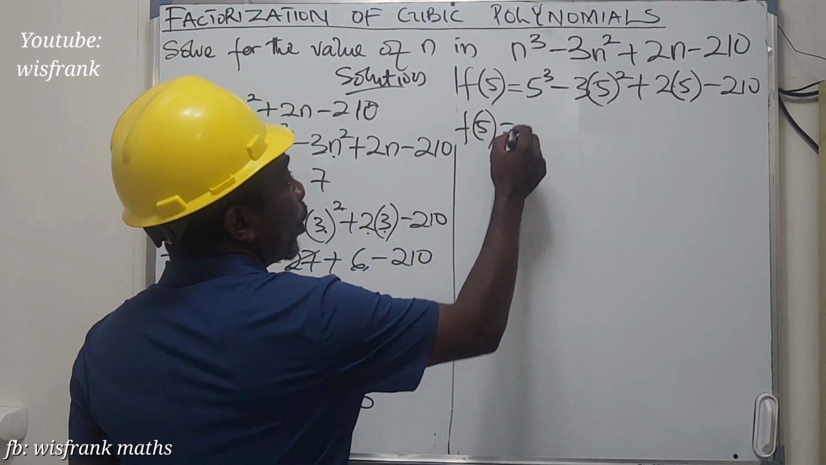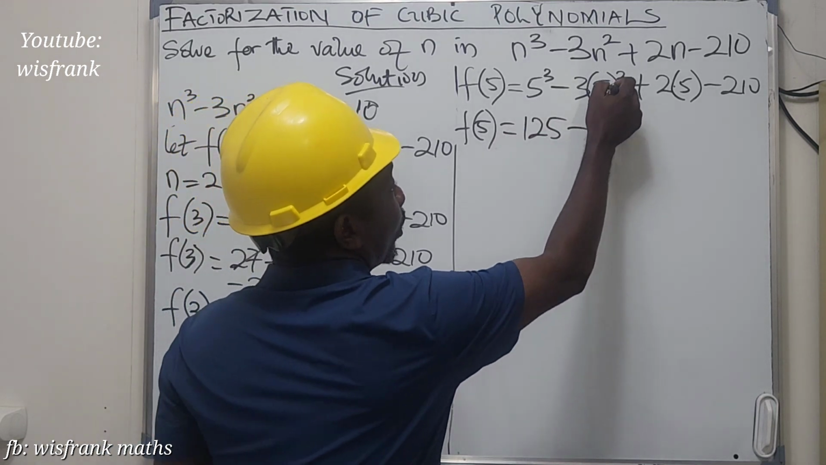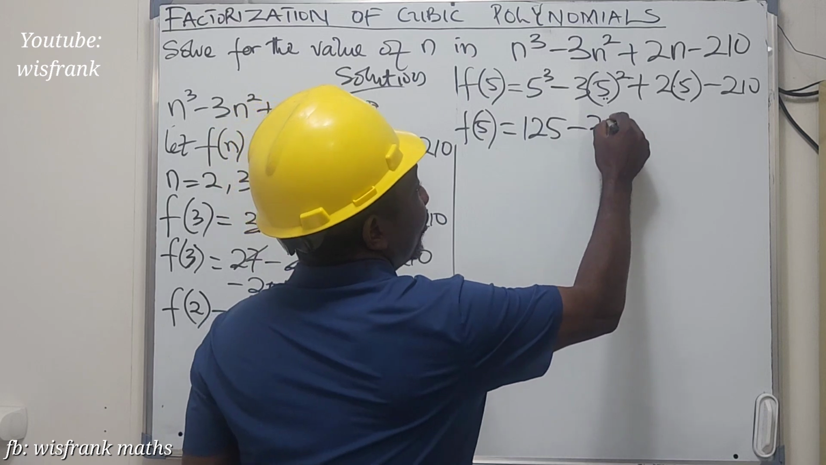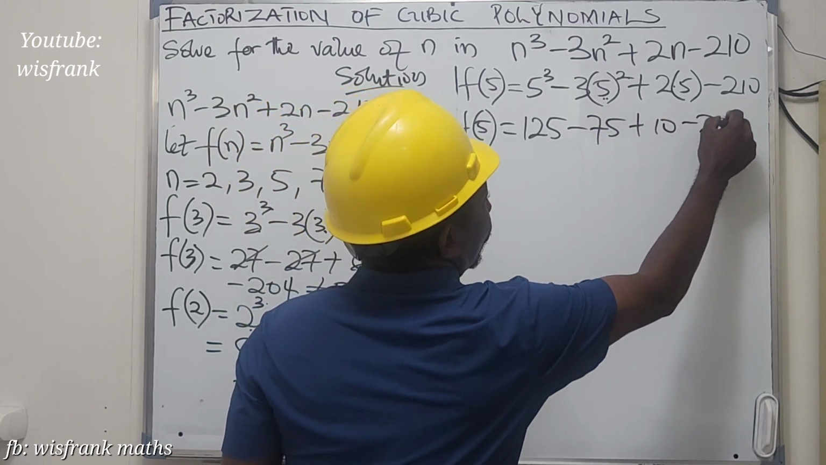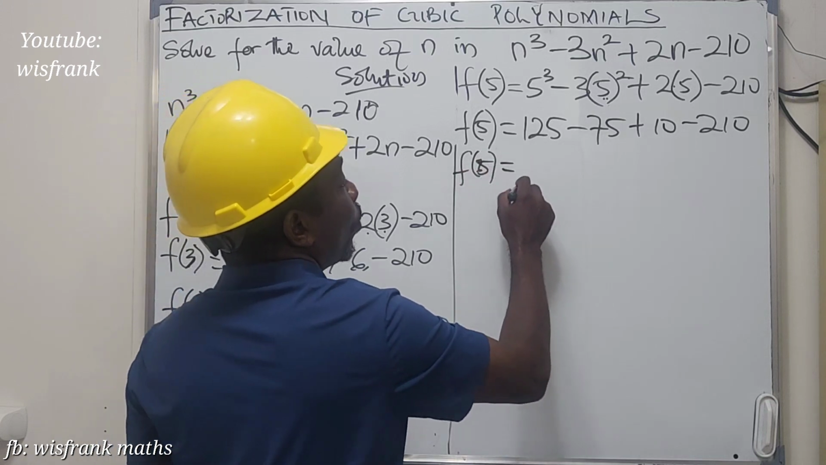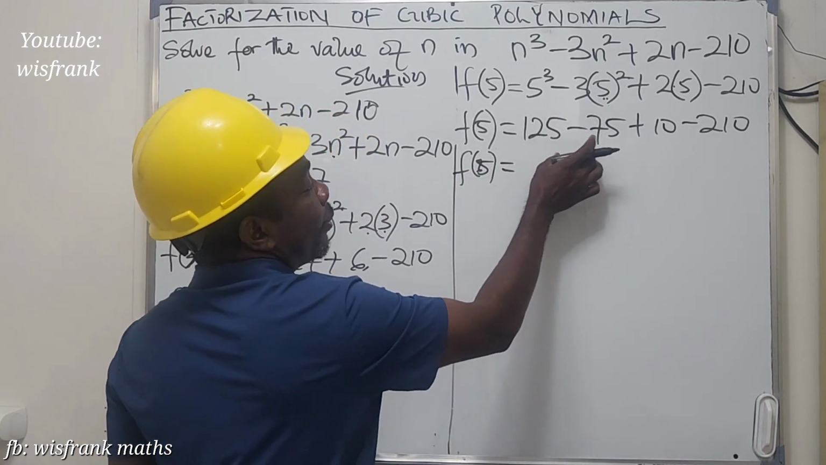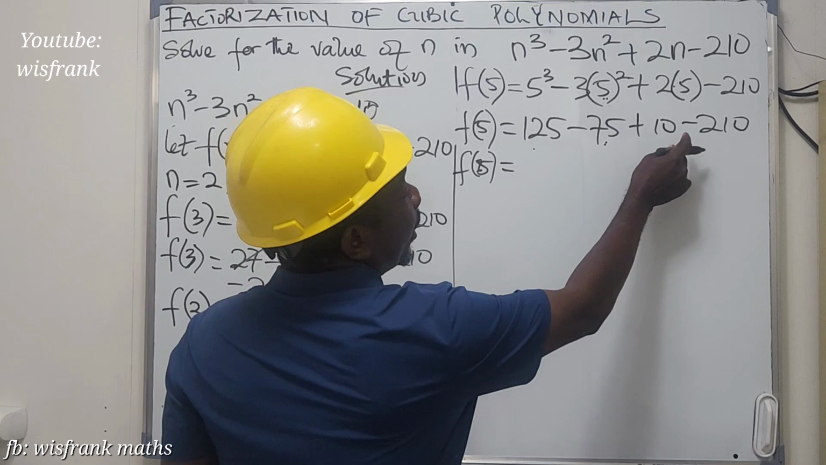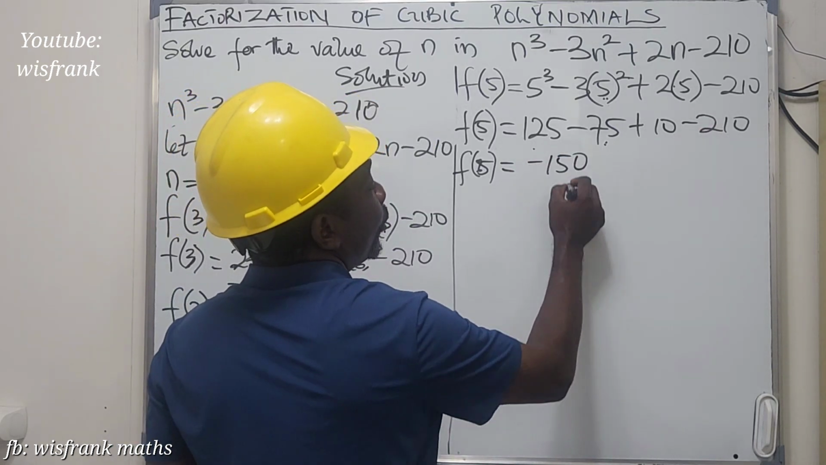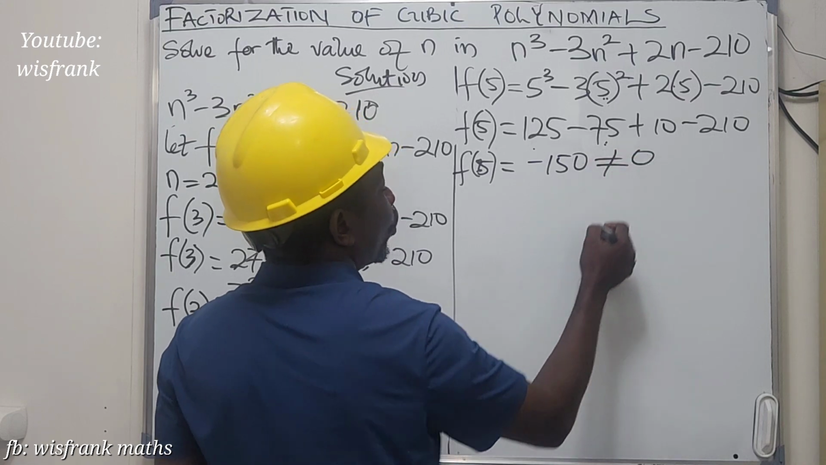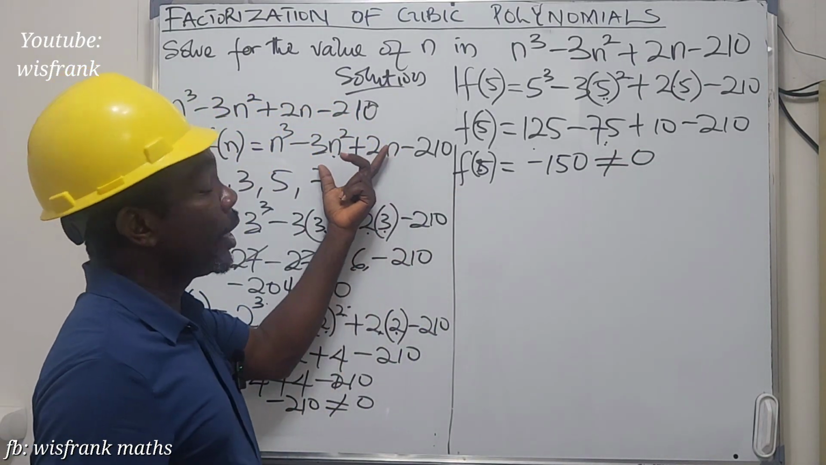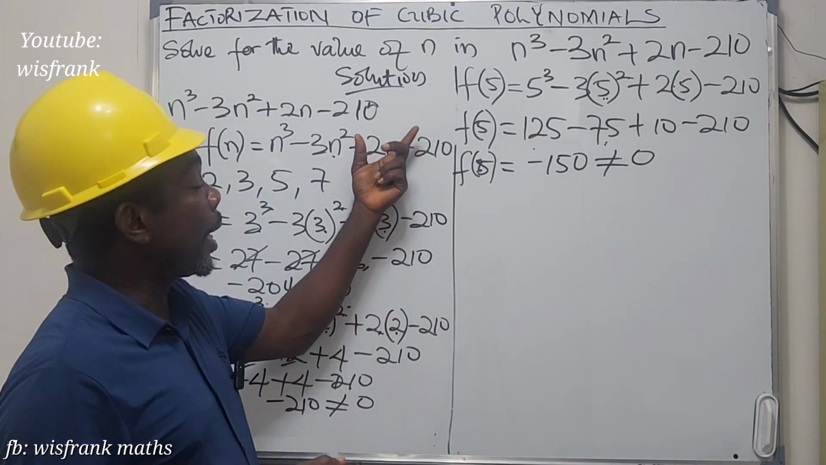25 times 5 will give us 125 minus, we have 5 to the power of 2 is 25, 25 times 3 we have 75. Then plus 10 minus 210. In this case, f of 5 will be equal to 125 minus 75 plus 10 minus 210, which will give us minus 150. So minus 150 is not equal to 0. So n equals 5 does not satisfy, it is not a factor of that equation.